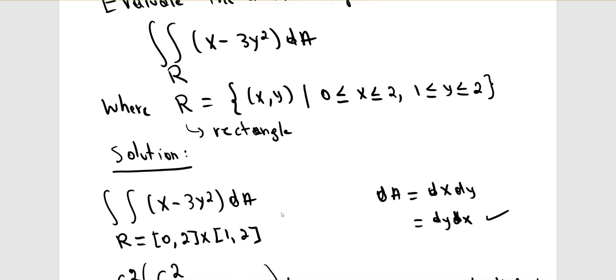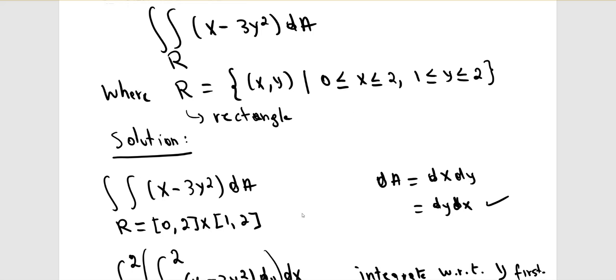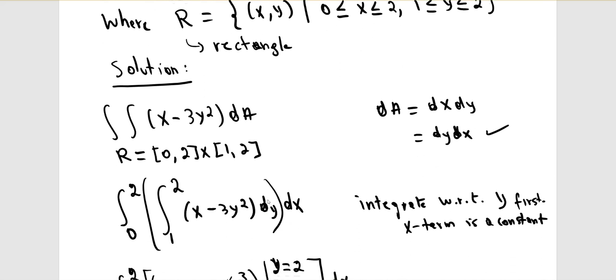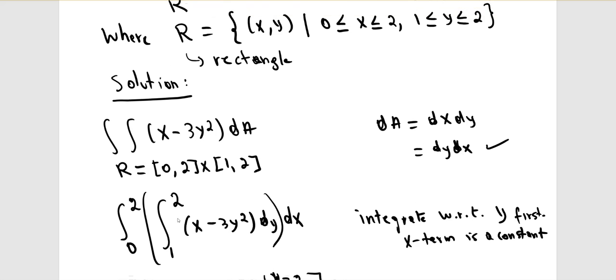You have to decide whether you want to integrate with respect to x first or with respect to y first. Here I choose to integrate with respect to y first, so I'll put the limits of integration in terms of y here. You can see the limits of integration in terms of y are from 1 to 2. Second, I will integrate with respect to x, which is last, so you have the boundaries for x also, 0 to 2.